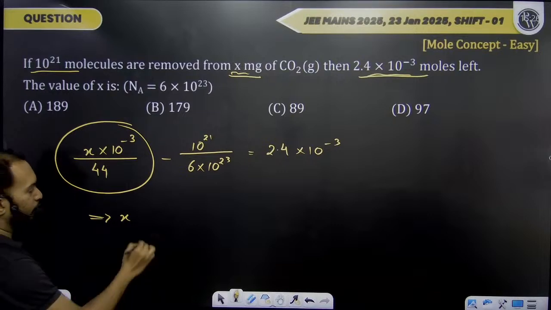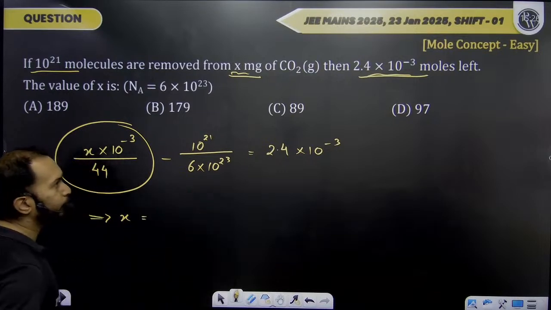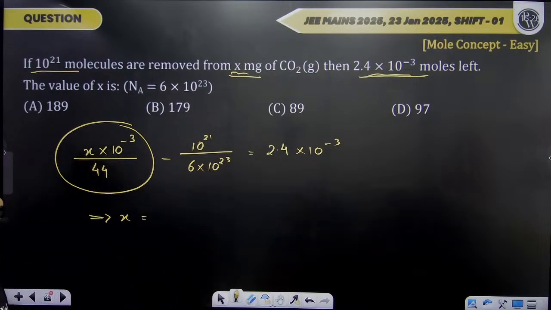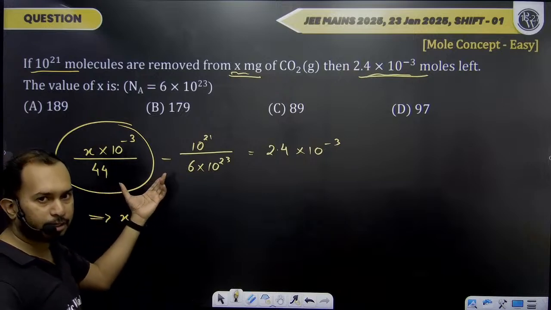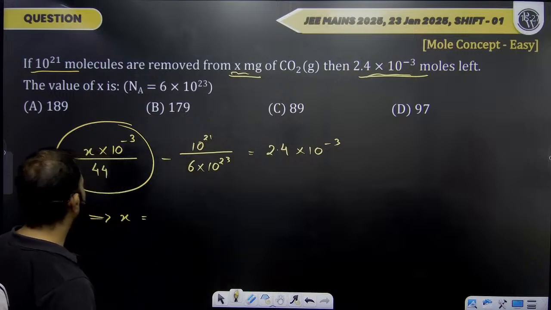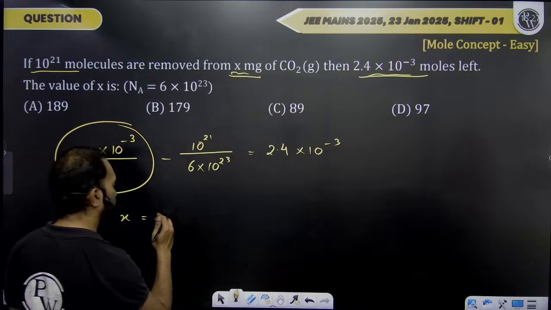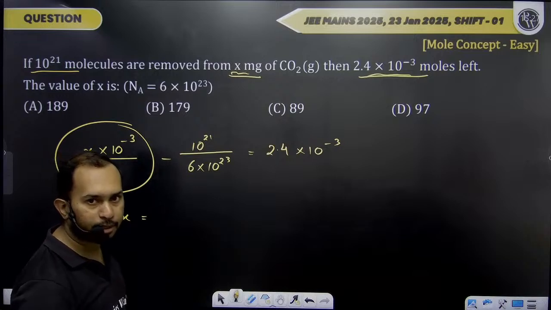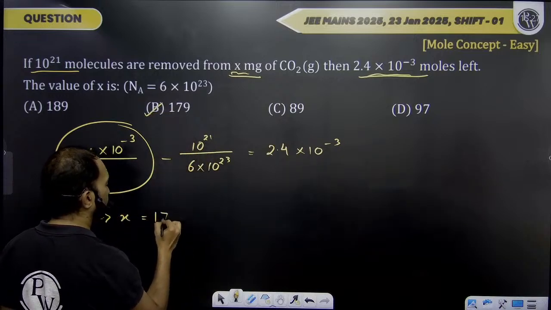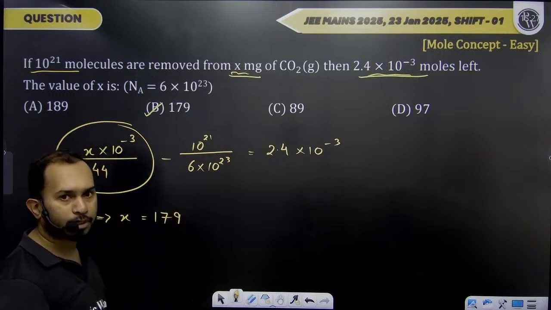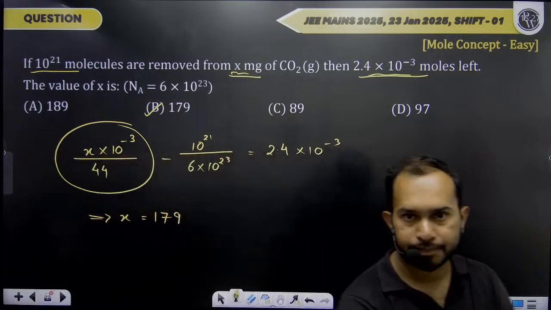Yes, I would say that this question requires a bit of calculation. You may say that concept is easy, but the calculation is a bit tedious, right? The x which you will calculate will come out to be near about 178.8, something like that. So integer based, the closest option which you will see is 179, right? Okay, the closest option is 179.